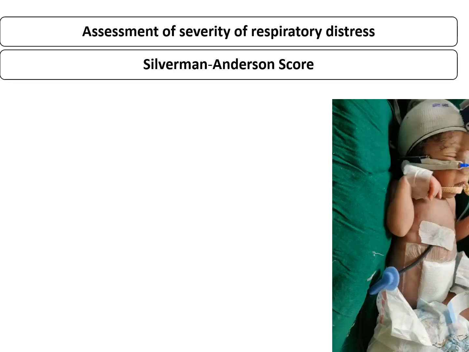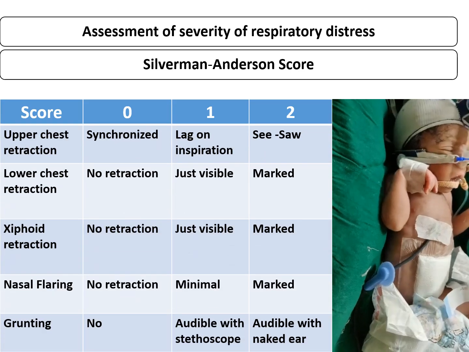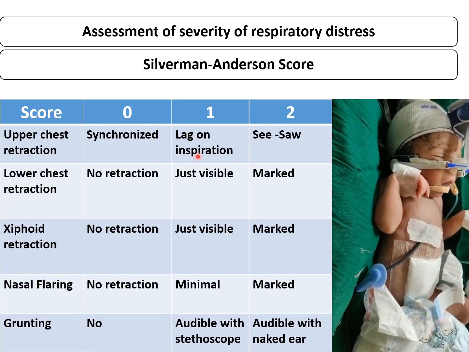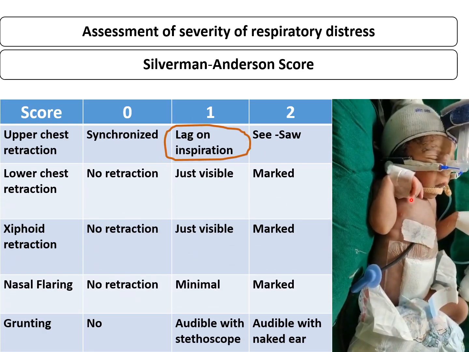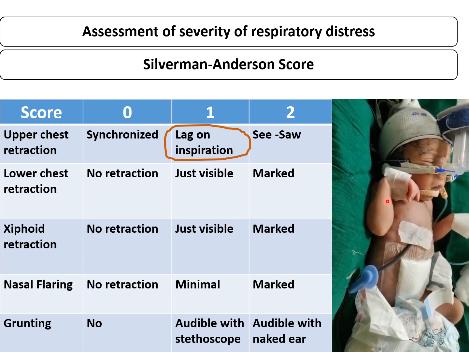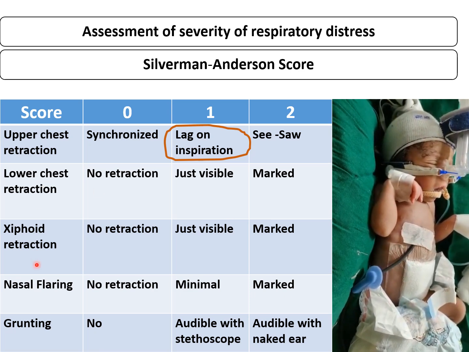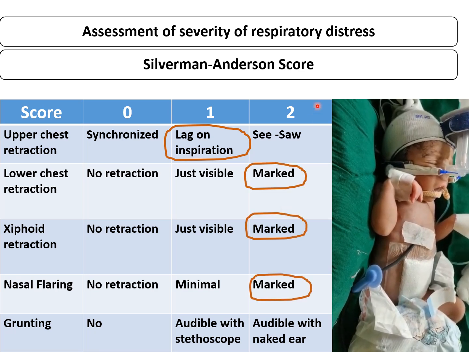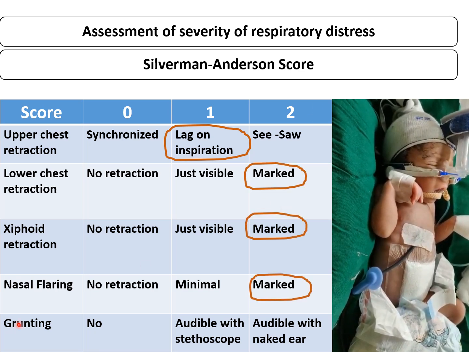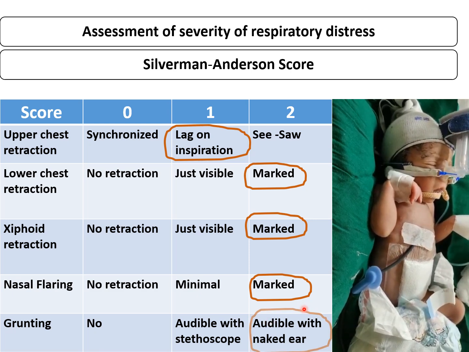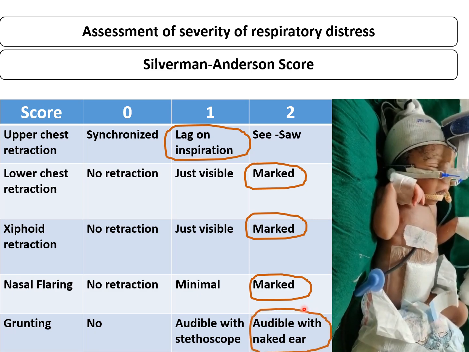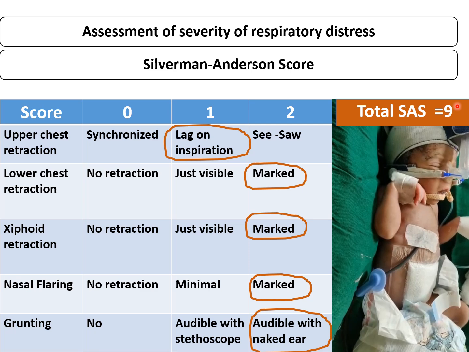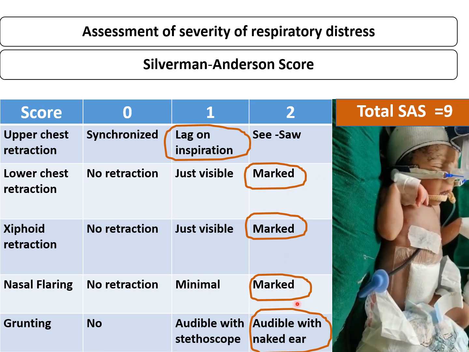So here in this video you can see the baby is having lag on inspiration present for the upper chest retraction, and for lower chest, xiphoid and nasal flaring, the baby is having marked retraction. So 2 score for these 3. And for grunting it is audible with the naked ear, so again 2. So total score 9. 2 plus 2 plus 2 plus 2, 8, plus 1. So the baby is having severe respiratory distress.